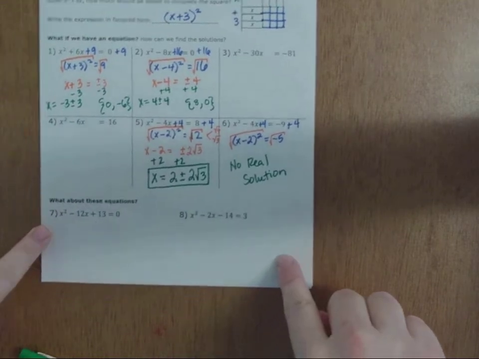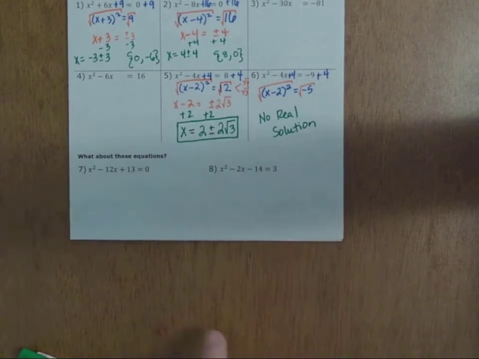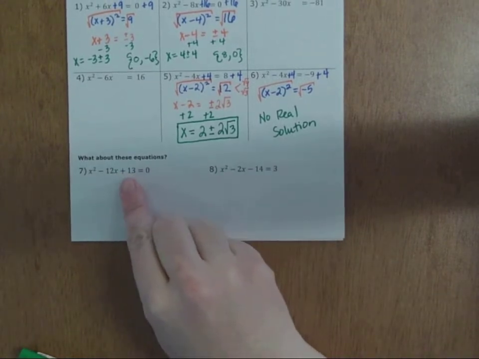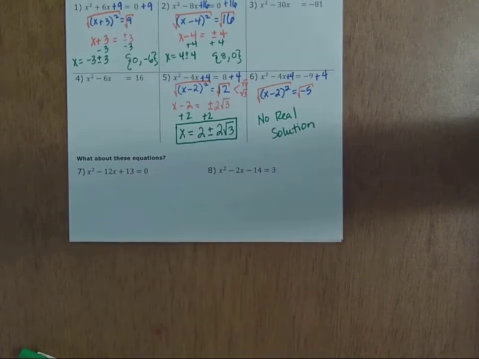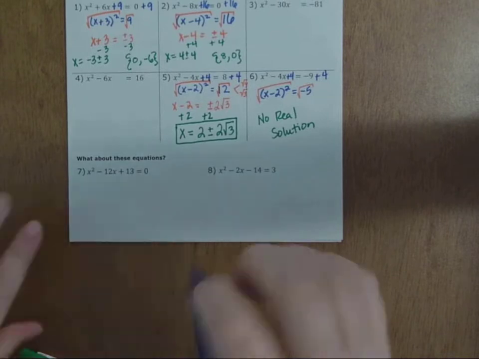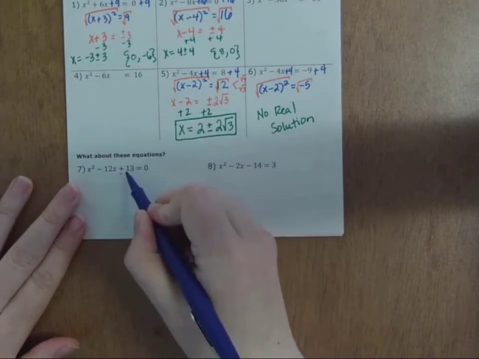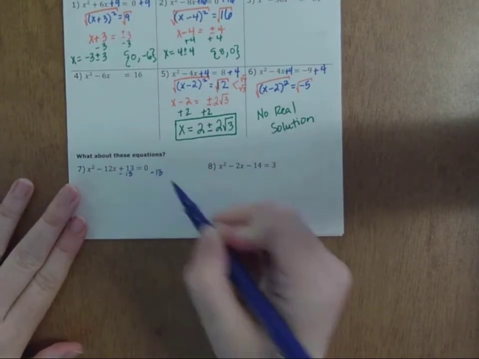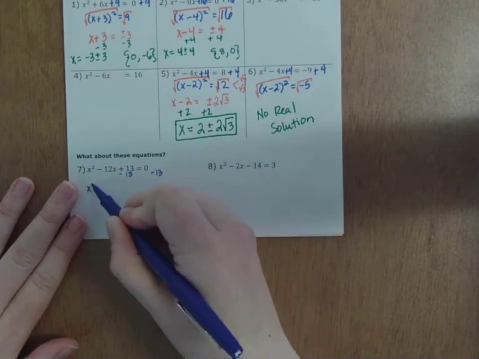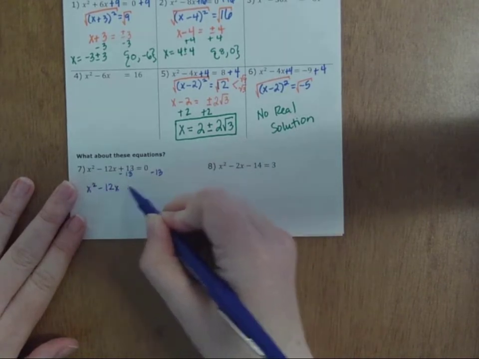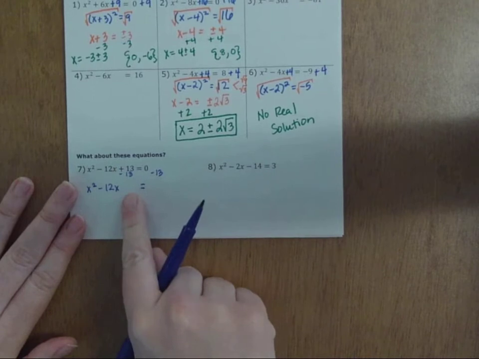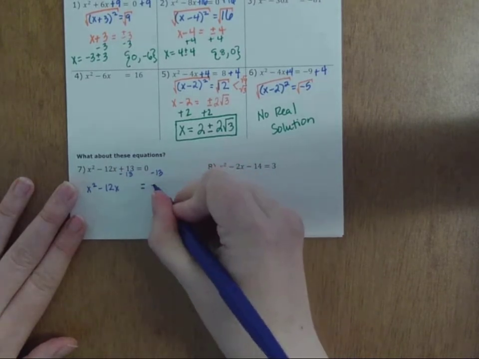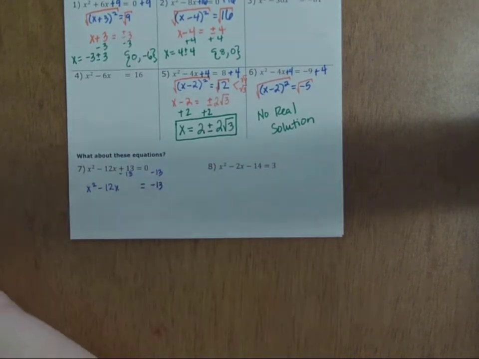Okay? Now, number 7, what do we do if they have a C value already here? Let's go ahead and move it to the other side. If I'm going to get rid of this 13, I'm going to have to subtract it from both sides. We have x squared minus 12x, and I'm going to leave a little space because remember, I want to complete the square, equals -13.